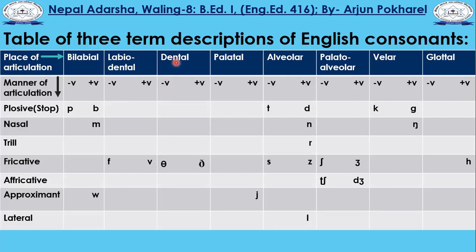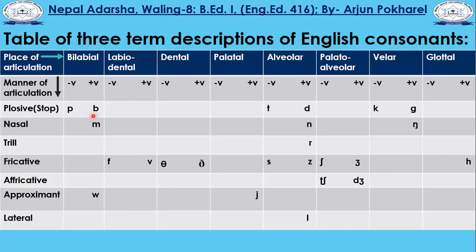In this way we have the dental fricative. There are no dental plosive sounds in English. There are no dental nasal sounds in English. There are no dental trill sounds in English. There is only the dental fricative in English. That's why we have to put theta and eth here, where theta is minus voice, voiceless, and eth is plus voice, voiced.